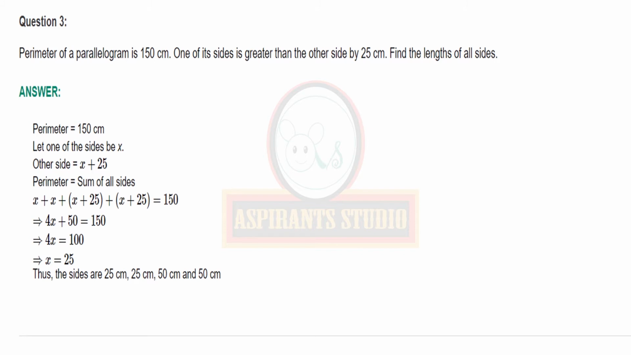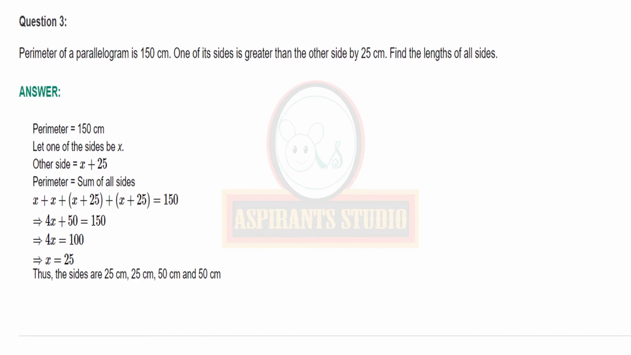Solution. Perimeter is equal to 150 centimeters. Within brackets you write given. Let one of the sides be x. Therefore the other side will be x plus 25 because one of its sides is greater than the other side by 25 centimeters. We have taken one of the sides to be x. So other side will be x plus 25. And perimeter will be sum of all sides.